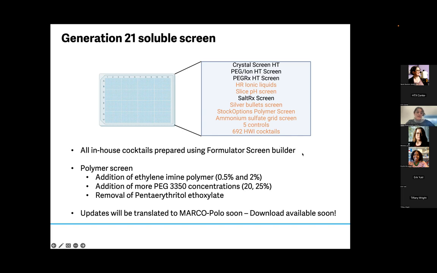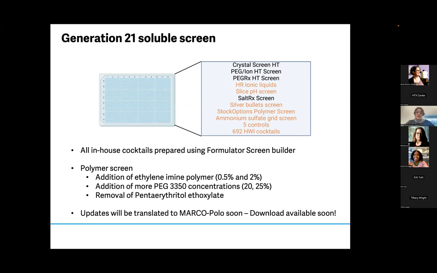And for the first time this year, we were able to synthesize all of our in-house cocktails using our Formulator screen builder, which we were so excited about because this gave us a little bit more control over where exactly these cocktails are placed in the 1536 screen. But also our Formulator screen builder is really very precise. So we had a lot of confidence, rather than hand mixing and hand pipetting, that each of these wells has exactly what we have designed to be put in it.